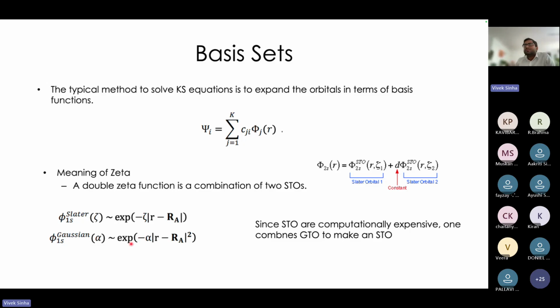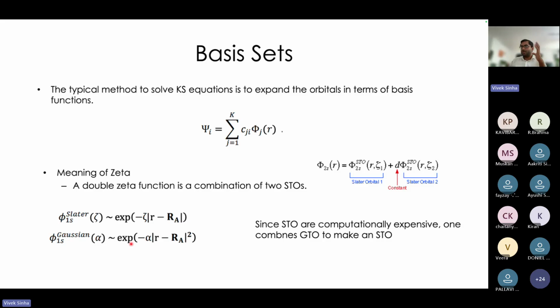Good thing with Gaussians is that they are easier to integrate, and if you take two Gaussians, the product and everything is easier to deal with, computationally less expensive. So what people do is, STO, the Slater type orbital, gives you the correct kind of decaying behavior. So there is a kind of compromise. STOs, Slater type orbitals, are more accurate. They capture better chemistry, but they are difficult to deal with computationally. So what people do is they take multiple GTOs and make a linear combination such that it gives you the behavior of a Slater type orbital.